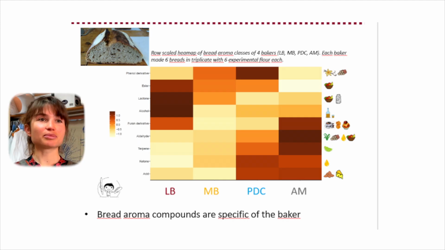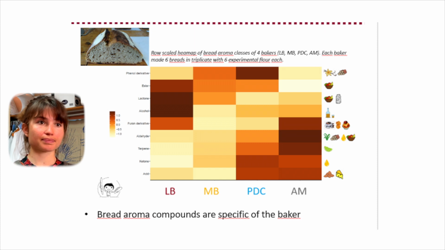Another result is the bread aroma profile. This analysis revealed that milling of the flours has no impact on it, contrary to sourdough community specific to each baker. This heat map links bread made by each of the 4 bakers and aroma compounds grouped in 9 chemical classes. The color intensity of each square represents the quantity of the bread aroma compounds belonging to the classes.